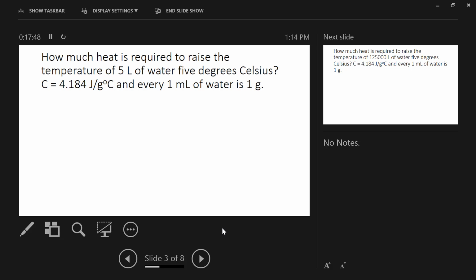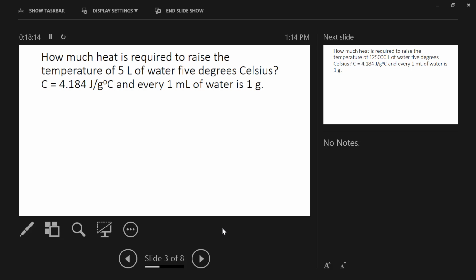So we have 5,000 times 4.184 times 5 degrees Celsius. Okay, this has how many significant figures? 1. So our answer can only have 1. And so we have 100,000 joules.